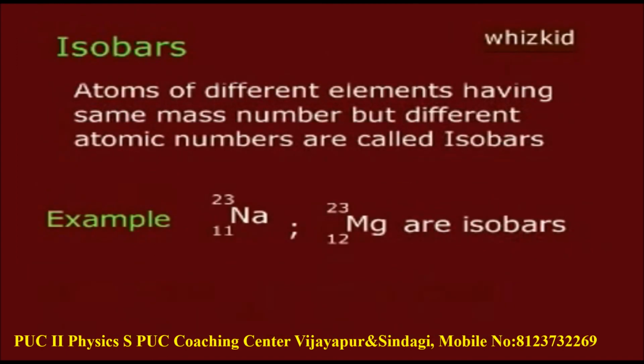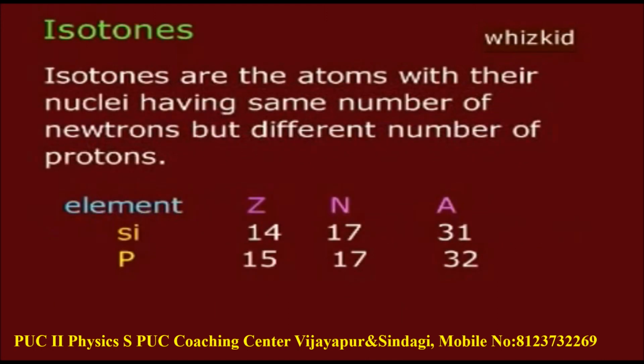Isobars. Atoms of different elements having the same mass number but different atomic numbers are called isobars. Isotones. Isotones are the atoms with their nuclei having the same number of neutrons but different number of protons.